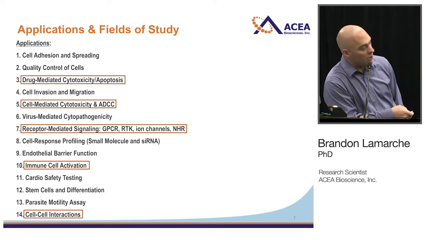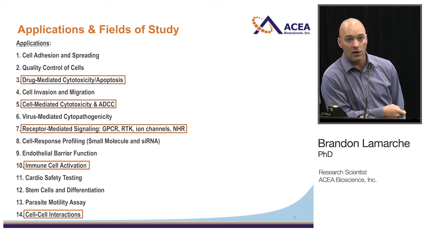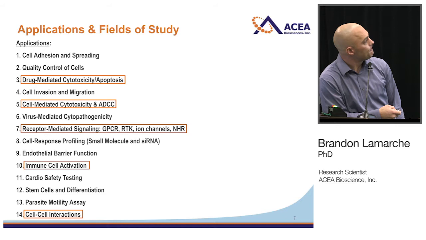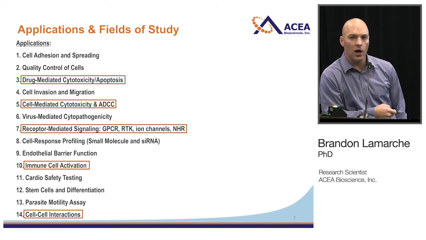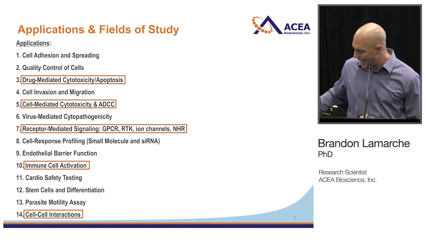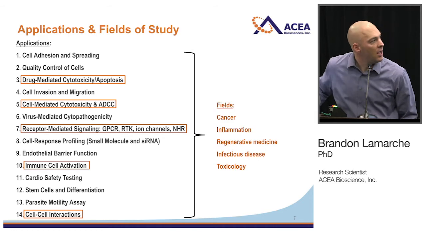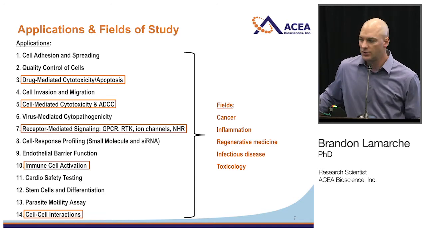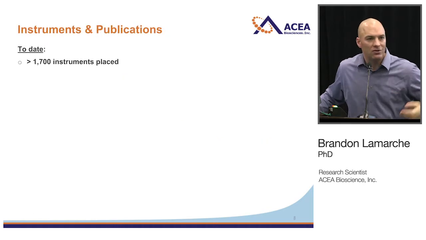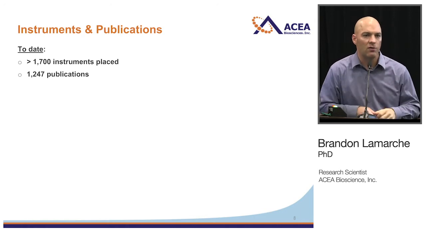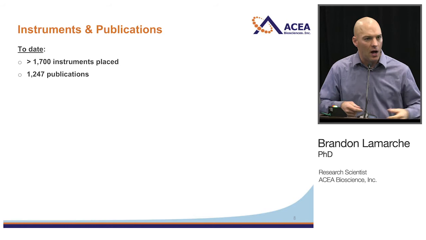So in particular, you could look at drug-mediated cytotoxicity, the induction of apoptosis. You can look at cell-mediated cytotoxicity. We'll talk about that in detail here today. Also looking at the inhibition of cell surface receptors, immune cell activation, cell-cell interactions. There's a huge array of things you can look at. Again, this list is not exhaustive. And when you consider the types of fields that xCELLigence is being used in, it's everything from cancer and inflammation to regenerative medicine, toxicology, virology. The list is quite extensive. At this point, we have about 1,700 of these instruments placed globally. And as of last week, we're around 1,250 publications, so it's very well adopted at this point.